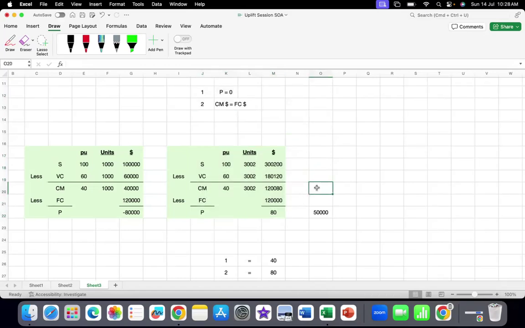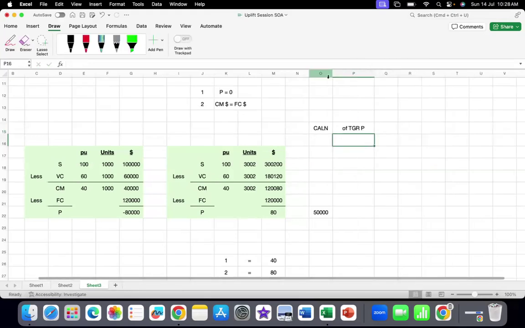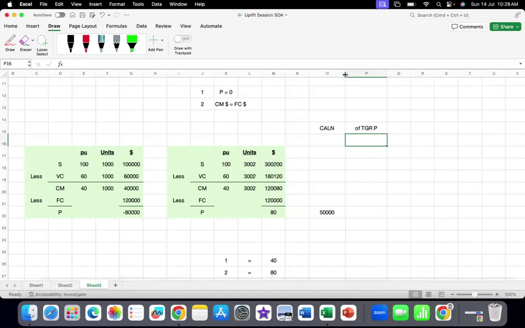So that is something which is called calculation of target profit. And this is something which the management is going to tell you. Management is not bothered how you calculate it. They just want a figure.